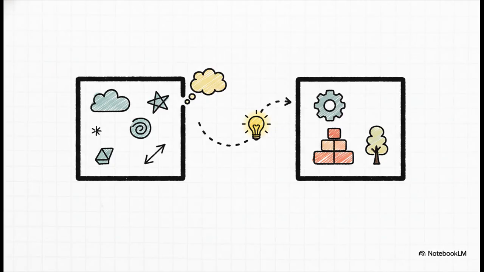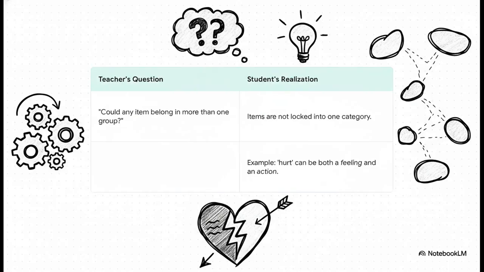All right, now we get to what I think is the most creative and intellectually flexible step of the entire process. It's designed to push thinking beyond those rigid, single-purpose categories. This is where students have that aha moment. They realize an item isn't locked into just one category. The word hurt, for instance, can be a feeling you experience, sure, but it can also be an action someone does to another person. This is brilliant because it illustrates that concepts are complex and can be viewed from multiple vantage points.